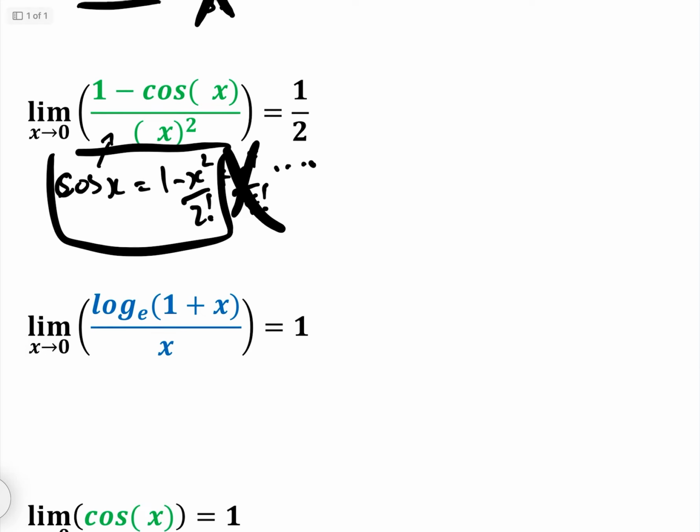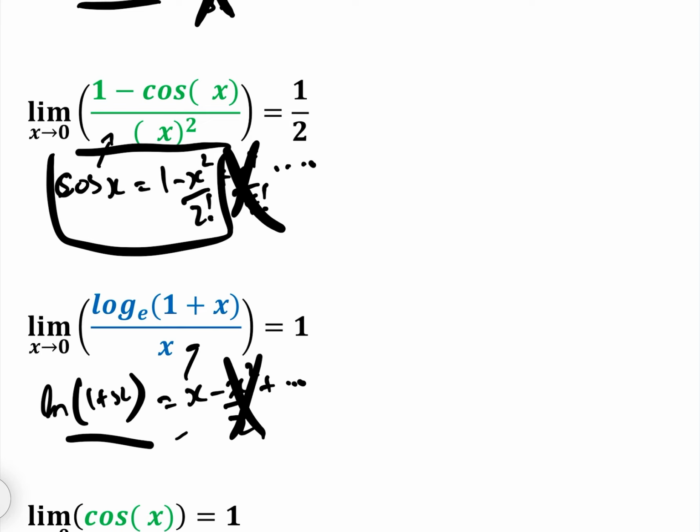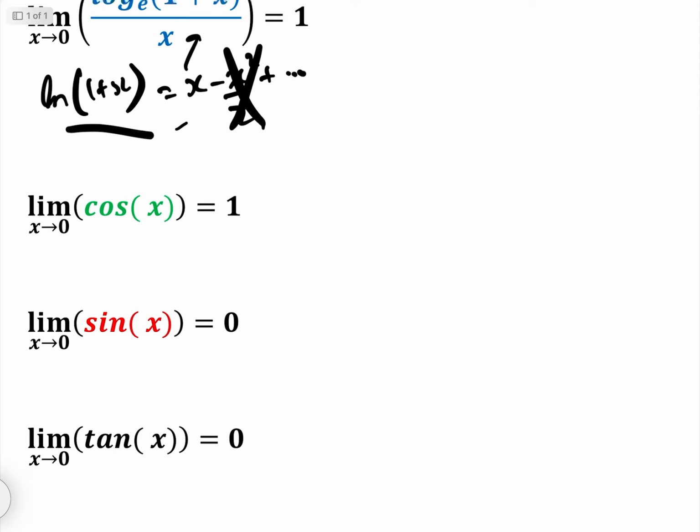And the third one here, again from the Maclaurin series, the log of 1 plus x expansion is x minus x squared over 2 and so on, the later terms become increasingly small, and so that gives us this limit. Let's have a look at another 3. The limit of cos x as x approaches 0 is 1. Now these two aren't very useful, not in this question anyway: the limit of sin x as x approaches 0 is 0, and the limit of tan x as x approaches 0 is 0.